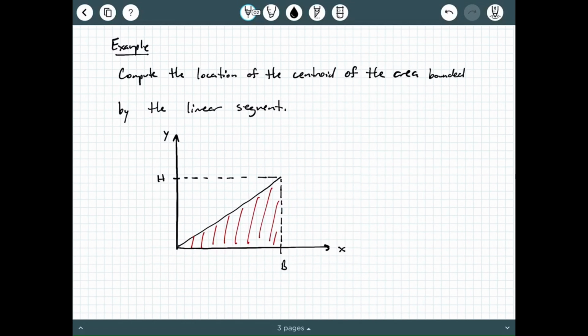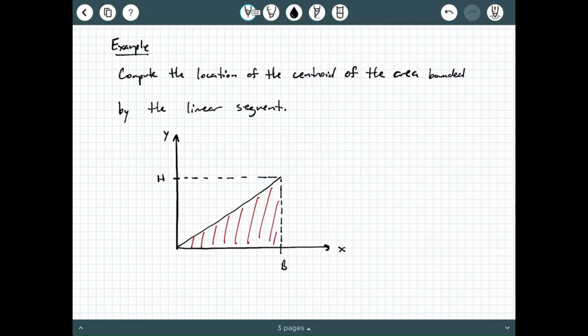In this example, we're being asked to compute the location of the centroid of the area bounded by the linear segment. So in this plot, this is the linear segment we're interested in, a straight line. The area that we're trying to find the centroid of is this shaded area here. If this is a linear segment, then this is forming a triangle, more specifically a right triangle with a base dimension of b and a height of h.